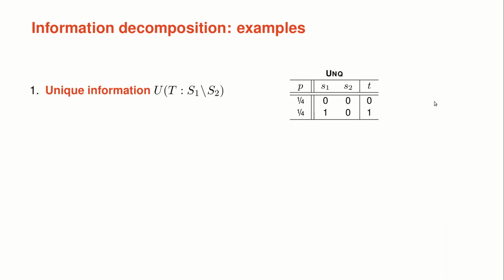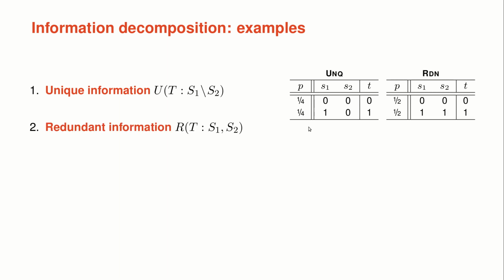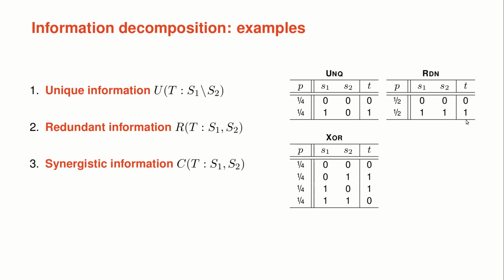We can see some canonical examples of what we mean by these three components of mutual information. Unique information, for example, is provided here by source 1 about the target when source 2 provides no information. Obviously, those probabilities should be a half, not a quarter. A canonical example of redundant information is here, where both sources provide the same full information about the target. The canonical example of synergistic or complementary information is, of course, provided by an exclusive OR operation.